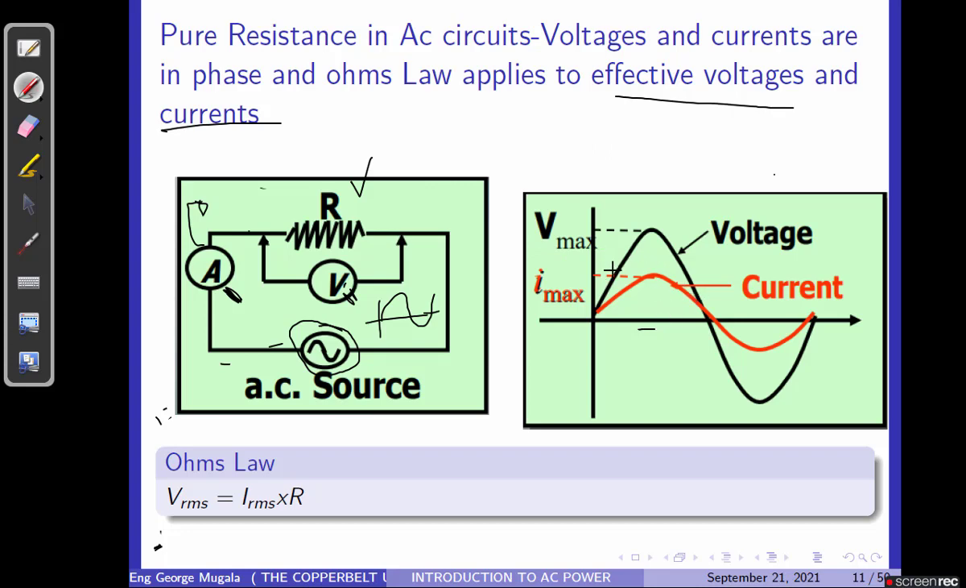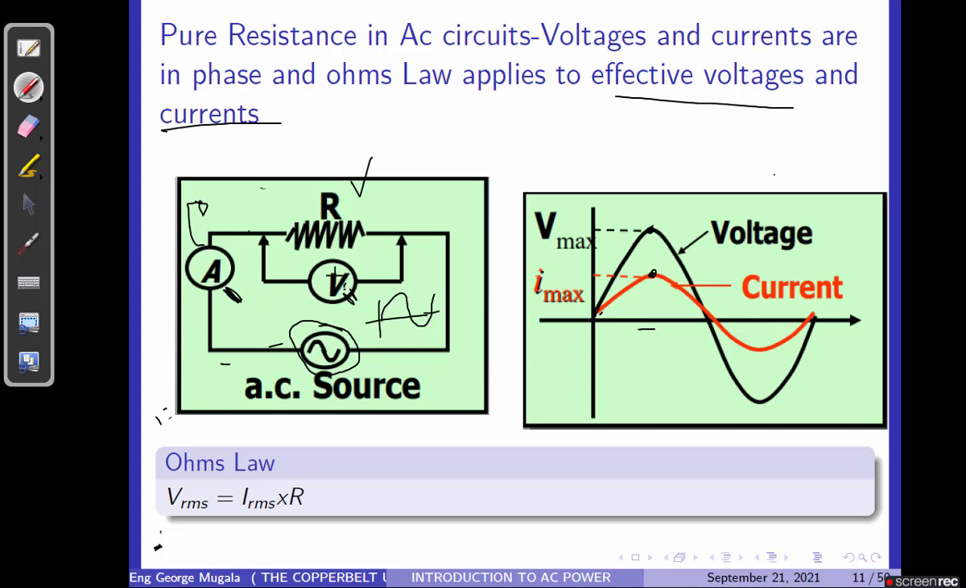Now notice, here are these things. There is this voltage, as you can see, and there is also this current. This voltage has got the Vmax, which is that point, and it has also got the Imax, that point. Now, the question is what value is going to be recorded here and what value is going to be recorded on the ammeter?